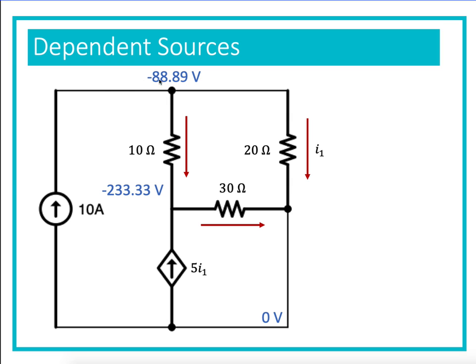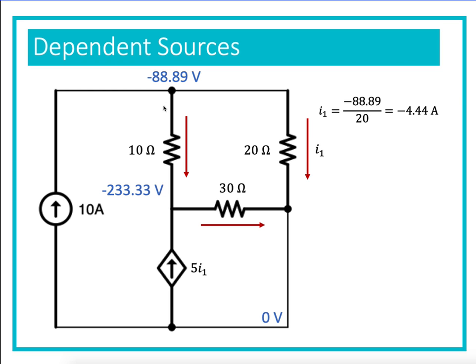So we put the values in. V1 has a value of minus 88.89 volts. V2 has a value of minus 233.33 volts, and then I just left the reference node down here to remind us that it goes all the way up and around the corner. And then we just proceed to figure out values for currents. First of all, I1 is pretty easy to find. It's just V1 over 20. So we get a current of minus 4.44 amps.